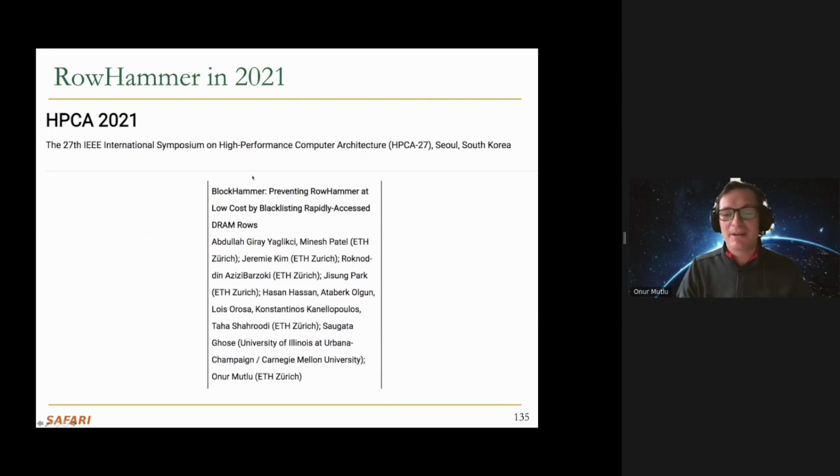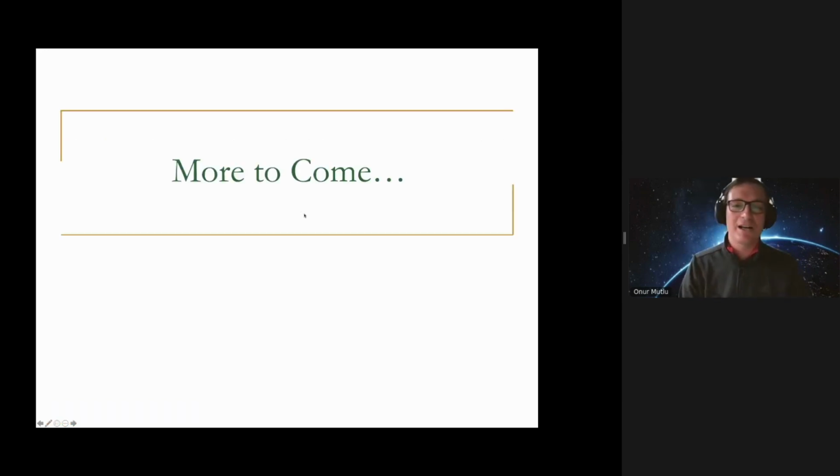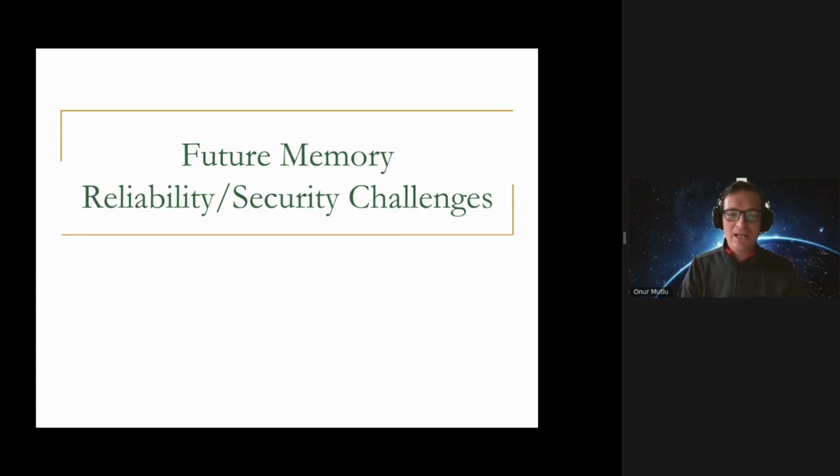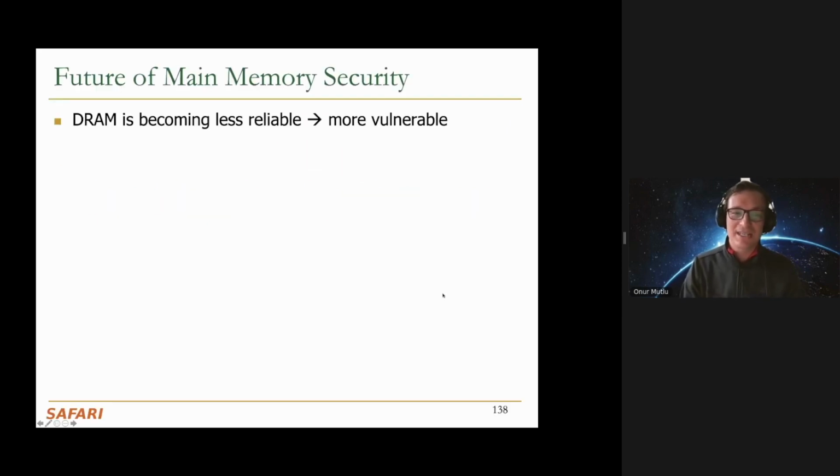And we have a paper coming up very soon that talks about another possible solution to Rowhammer that I don't have time to talk about. But I believe there's more to come in this, both in terms of studies, vulnerabilities, and solutions. Now, let me quickly talk about future memory reliability and security challenges, building on this.